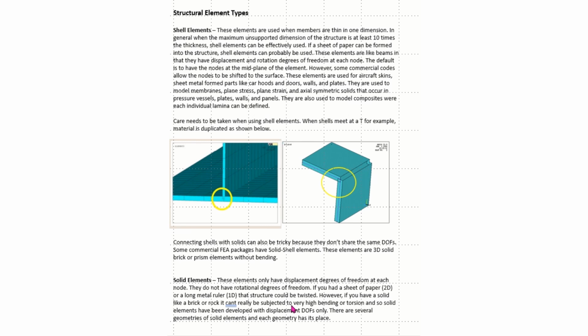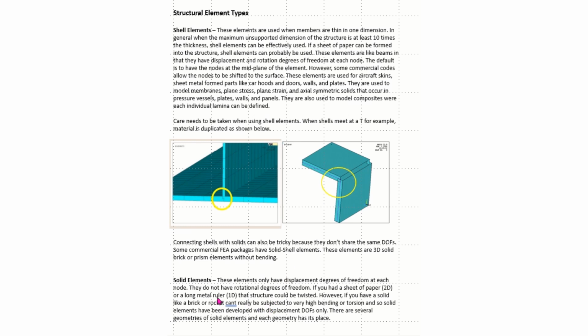So in summary of shell elements, they're great for thin structures. They're used a lot. They're computationally efficient, but you need to be careful when you join them, such as this joint shown here and the joint shown here.